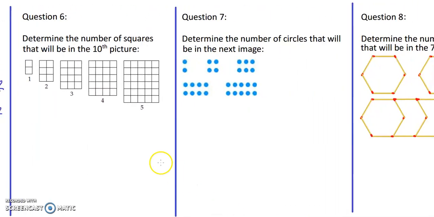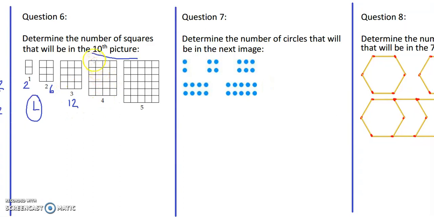The next question. Determine the number of squares that will be in the 10th picture. Now, the temptation is to draw all of these out, but that takes a really, really long time. So let's look at the number of squares. In the first picture, we have 2 squares. In the second, we have 6. In the third, we've got 9 plus 3, that's 12.